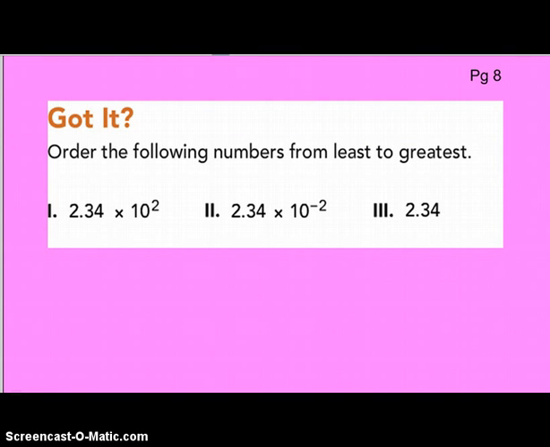Order the following numbers from least to greatest. 2.34 times 10 to the second power, 2.34 times 10 to the negative 2 power, and 2.34. Which of these do you believe is the smallest one? If you said number 2, you were correct, because that is a number between 0 and 1. If you said the next smallest was 2.34, number 3, you were also correct. And the largest of the three is 2.34 times 10 to the second power.